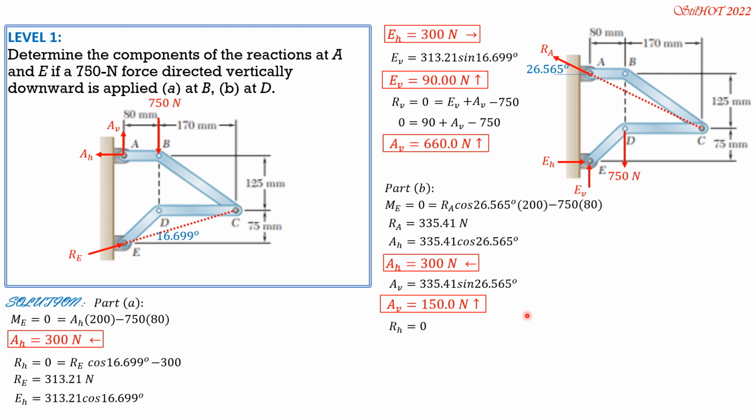Then sum of horizontal forces equals 0. So EH equals AH, which is 300 leftward, so EH is also 300 but rightward newtons. And finally, sum of vertical forces equals 0. So we have 150, A vertical, plus E sub V, then minus 750. So E sub V is 750 minus 150, so it is 600 newtons upward. So that's the complete solution to this problem.